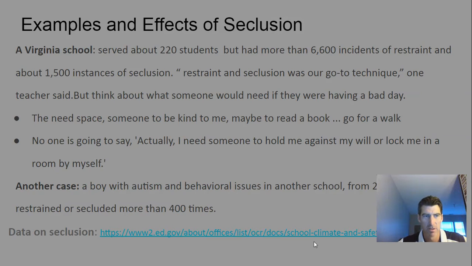A couple examples of this from readings found at a Virginia school, where it had 220 students, but had more than 6,600 incidents of restraint and 1,500 instances of seclusion. So that means the same students are over and over and over being restrained and being secluded. And clearly that is not a path towards success or a path towards the least restrictive environment if that's having to occur again and again and again. And one of the teachers there is quoted as saying that restraint and seclusion was our go-to technique. And I said this needs to be the last resort.